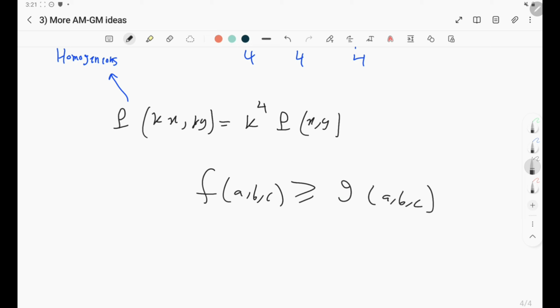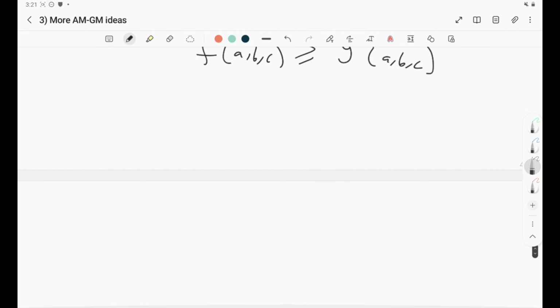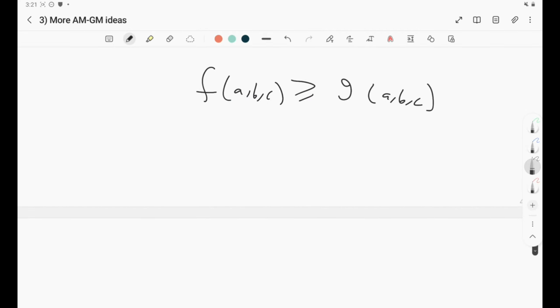And if you were able to cancel both k's, so exactly, for example, here we got k to the 4 and here k to the 4. If we can cancel them, then this is also a homogeneous thing. Of course, you can also look at the degrees again. Okay, let's take an example, because maybe this explanation is not the best.